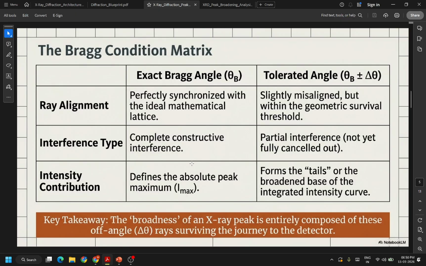So what happens is that the Bragg angle defines the absolute peak maximum. So the Imax will occur at the Bragg angle, and at tolerated angles, you will have tails or the broadened base of the integrated intensity curve. The tail that you see coming from the Imax on both sides is due to your tolerated angle. So the broadness of an X-ray peak is entirely composed of these off-angle rays surviving the journey to the detector.